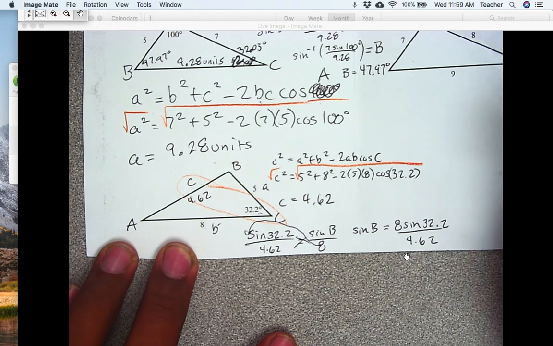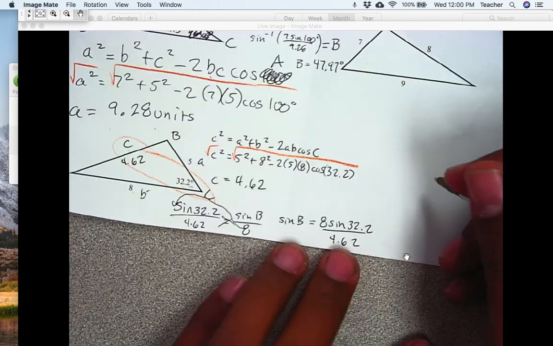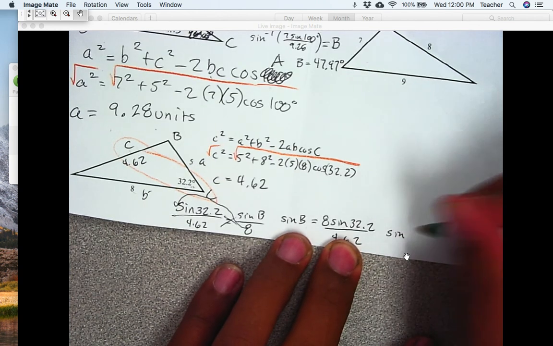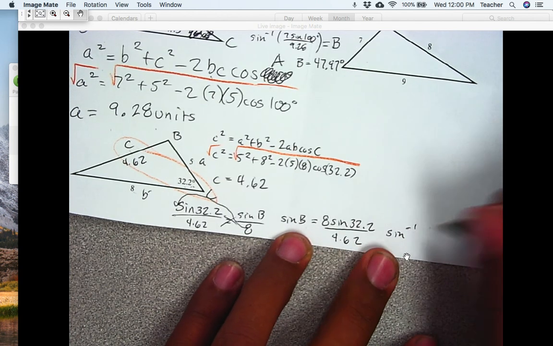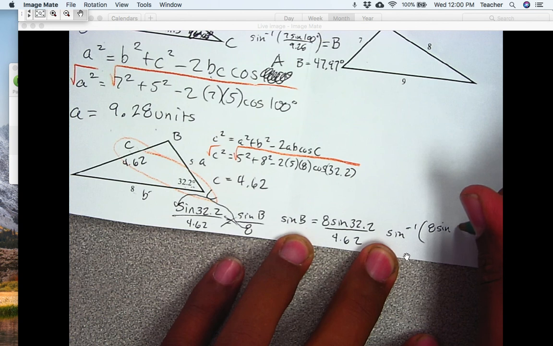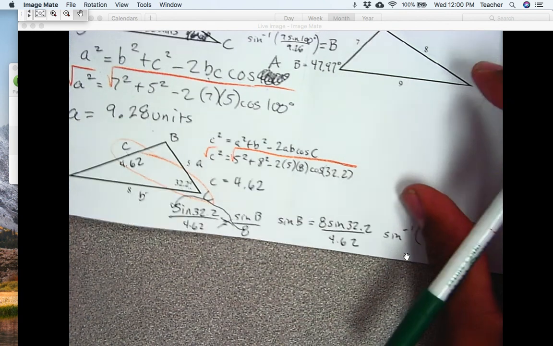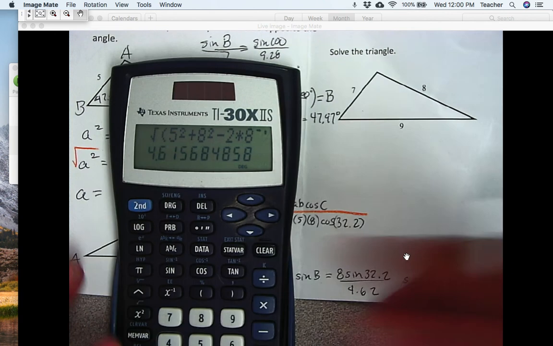All right, so now remember, I've got to do the inverse sine of this. So I'm going to do sine^-1 of this whole expression here, 32.2 over the 4.62. Okay, so I'm going to use the inverse sine here on my calculator.